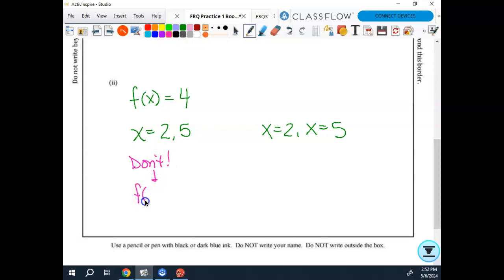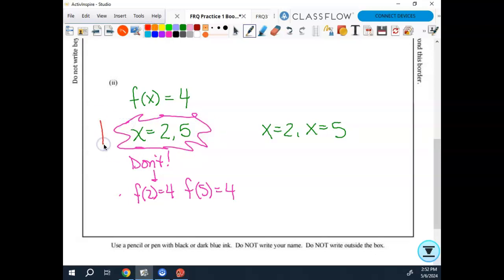f of 2 equals 4, and f of 5 equals 4. This is, again, correct, right? But I saw at least one person on the last one that we did try to write it like this, but get the x and the y backwards, so it is totally not worth it. They're only asking you for the x values, so this is what you want right here, okay? And then that is worth 1 point.